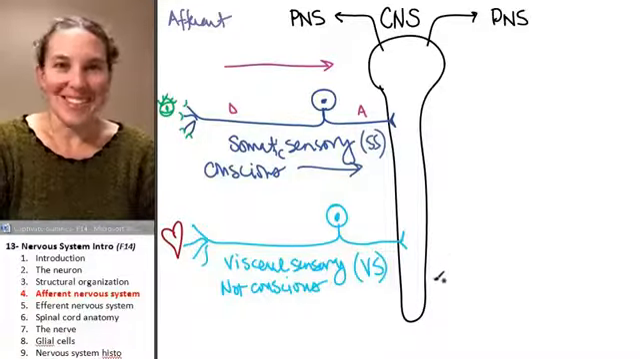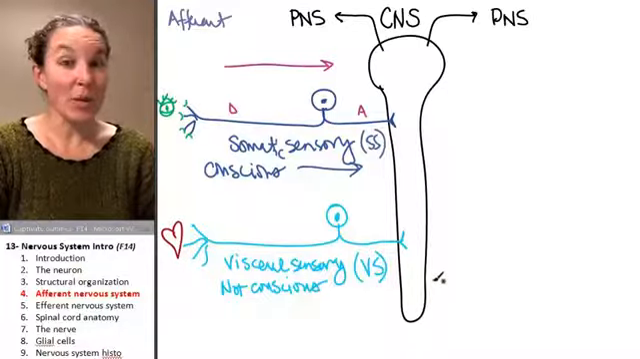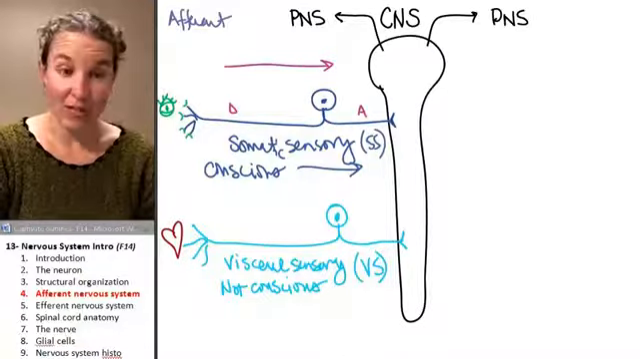I think that's everything you need to know about the afferent nervous system. Shall we do the different flavors of the efferent nervous system? Why not?